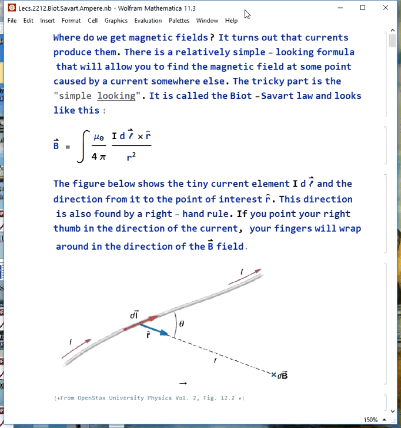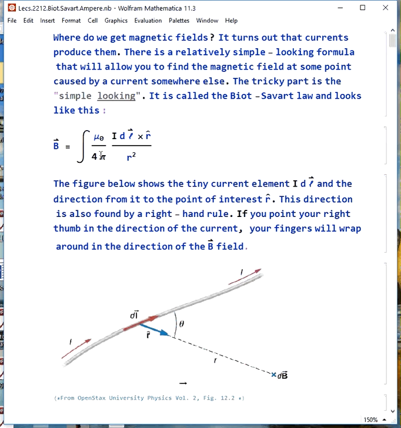Where do we get magnetic fields? These are produced by currents, and there is what looks like a relatively simple formula that will let you find the magnetic field at any point caused by a current anywhere else. The tricky part of this is it's only simple looking. This is called the Biot-Savart law, and it looks like this.